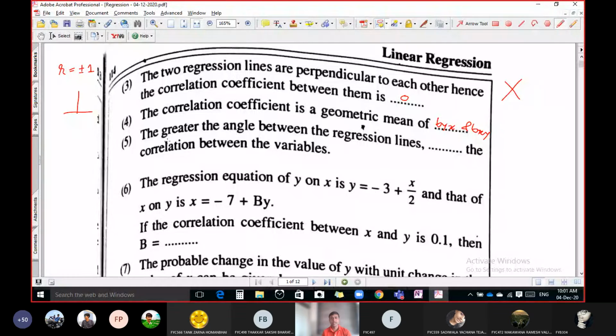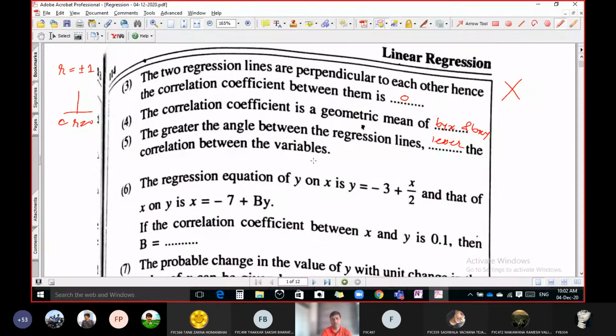Absolutely right. Next, the greater the angle between the regression lines, the that's the correlation between the variables. Lesser. You are right, lesser. So if R is plus or minus 1, then there is no angle, means the two lines coincide. Here, if the angle is 90 degrees, then R is equal to 0. So if R equal to 0, then we have this situation, 90 degrees.